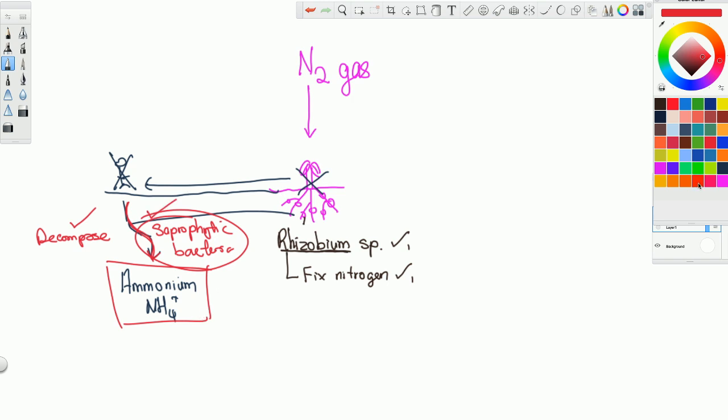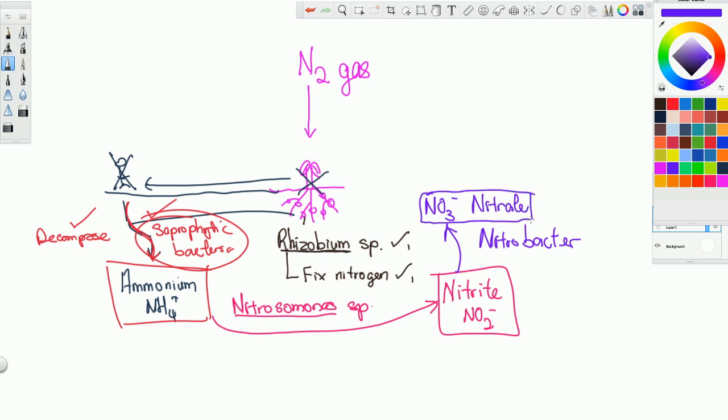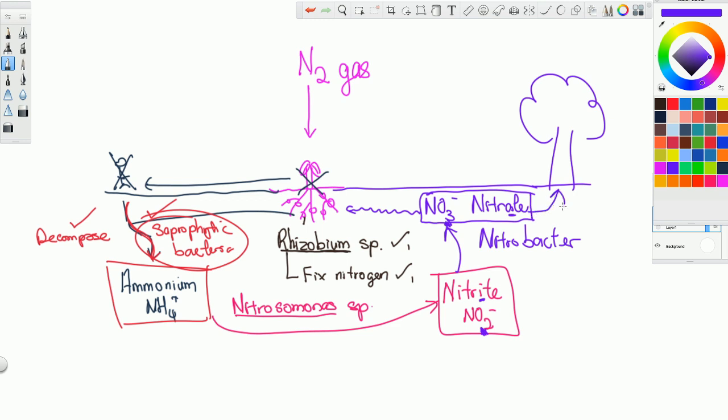Then in the soil, under the ground, there is a bacteria called Nitrosomonas species. They can convert ammonium into nitrite ion, NO2 negative. And then from nitrite, there's another bacteria called Nitrobacter. They can convert nitrite into nitrate, the NO3 negative. Look carefully here: one is NO2, one is NO3, one is nitrite, one is nitrate. This is the general fertilizer that can be absorbed by the majority of land plants, even the big ones, as the natural fertilizer to form protein.